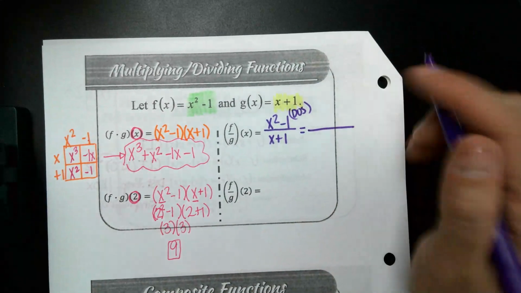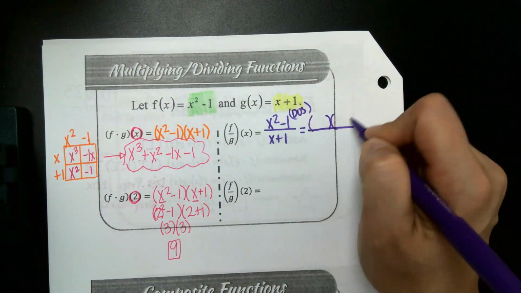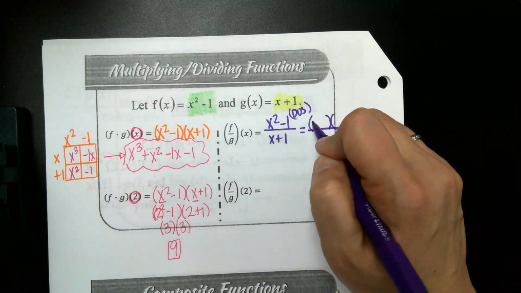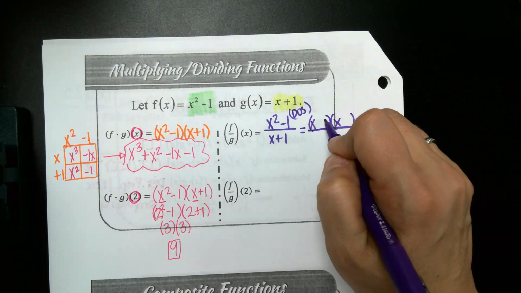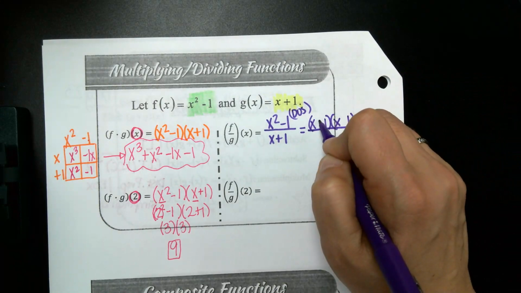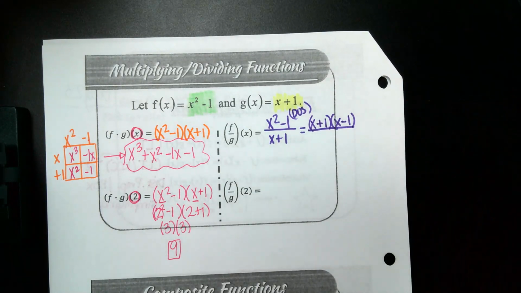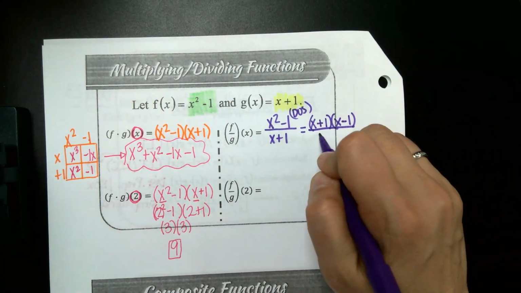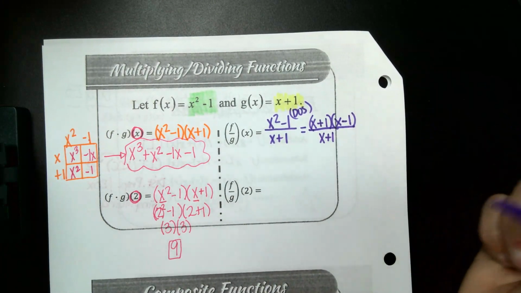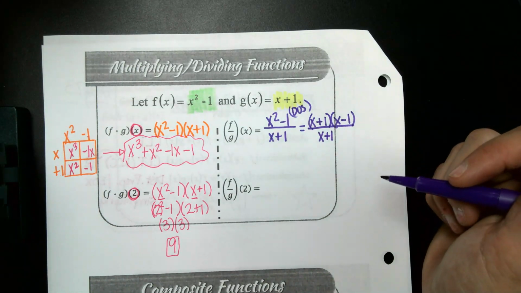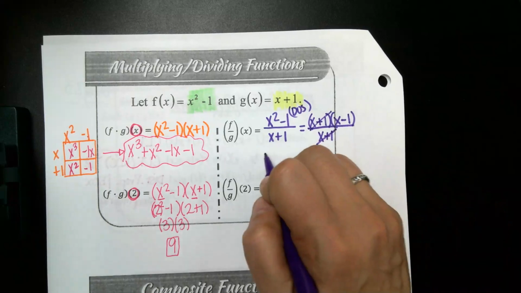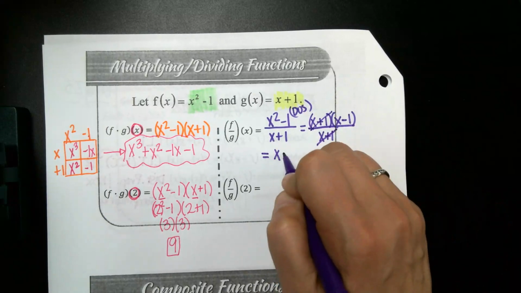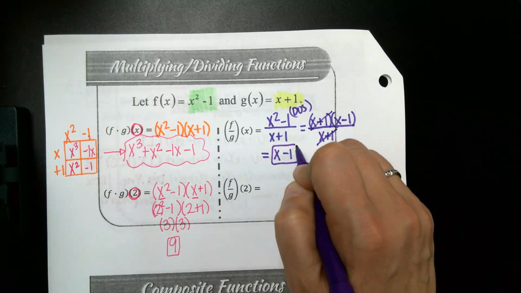If you take the square root of x squared, what do you get? X. And then what's the square root of 1? 1. And one set would say plus, the other set would say minus. That's how you factor x squared minus 1. And then the bottom is just going to stay x plus 1. So do you see something that can cancel? What? X plus 1. This x plus 1 cancels this x plus 1, leaving just x minus 1 as the final answer.